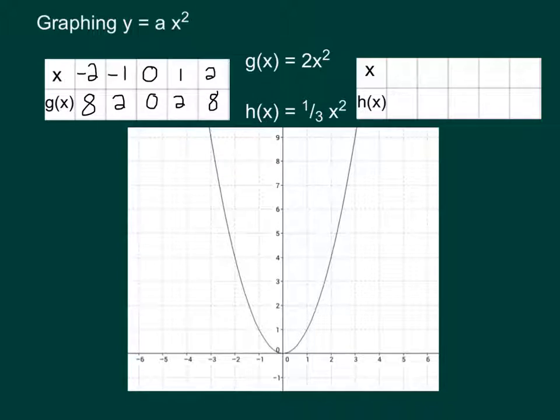I'm going to plot all of these points now. I'm going to start with the point 0, 0, and then do 1, 2, and then 2, 8, and then I'm going to do the negatives, -1, 2, and -2, 8, and now I'm just going to do my best to connect them in a smooth curve.